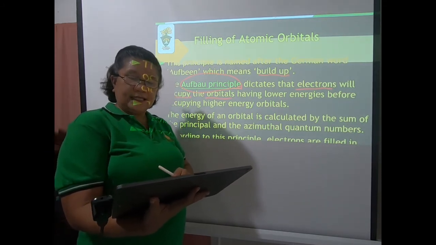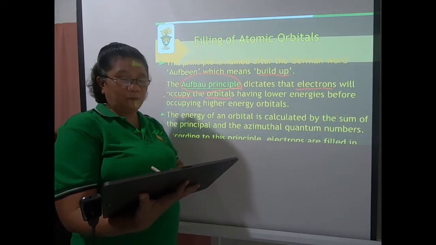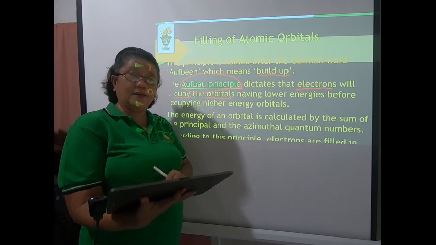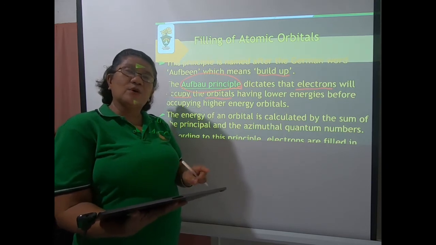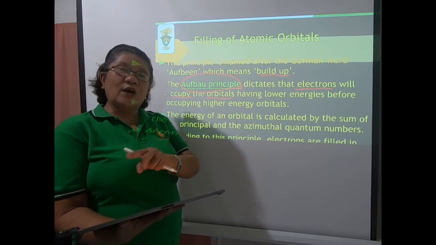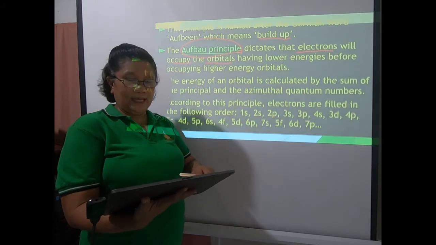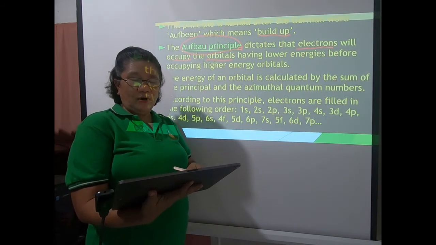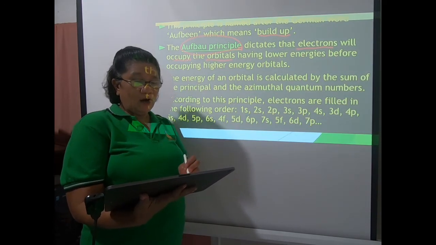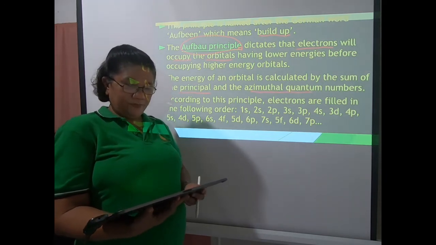It dictates that electrons will occupy the orbital having lower energies before occupying the higher energy orbital, meaning it will not go to the next orbital without passing the lower energies orbital. Okay, so the energy of the orbital is calculated by the sum of the principal and the azimuthal quantum number.